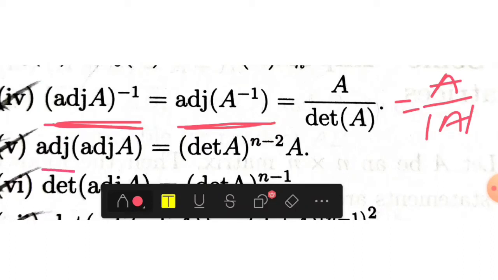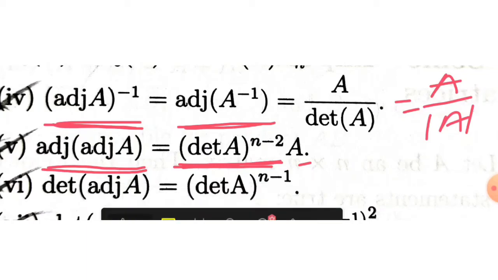Next formula, formula number 5. Adjoint of adjoint A is equal to det A whole to the power n minus 2 into A. These three formulas, 5, 6 and 7, are the most important formulas. Adjoint of adjoint A is equal to det A whole to the power n minus 2 into A.